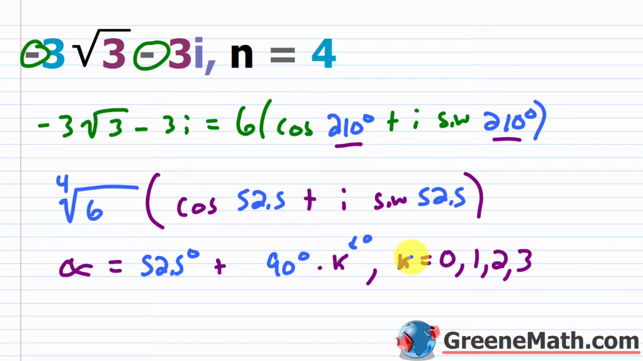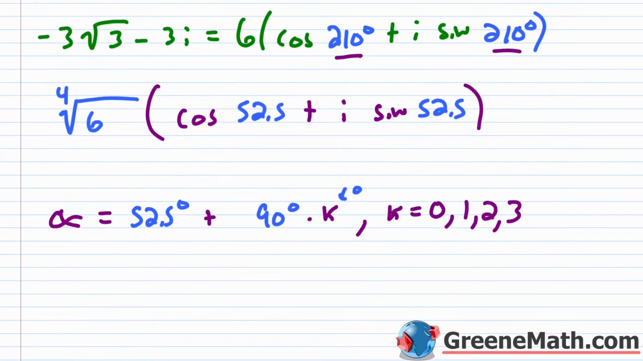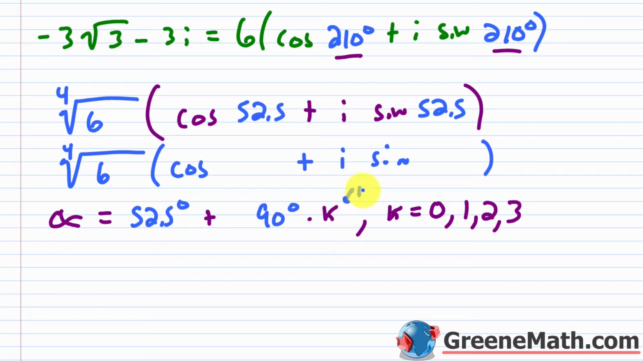And basically, let me drag this down just a little bit. And I'm going to slide my screen just a little bit down. And basically, now I'm going to do the fourth root of 6 times the quantity cosine of, and I'll leave that blank for now, plus i times the sine of, and let me leave that blank for right now. So the next one, this guy would be 1 now. So I'm going to plug in a 1. So 90 degrees times 1 is 90 degrees, and 90 degrees plus 52.5 degrees is going to be 142.5 degrees. I forgot my degree symbol here and here, so let me put that in. So 142.5 degrees.